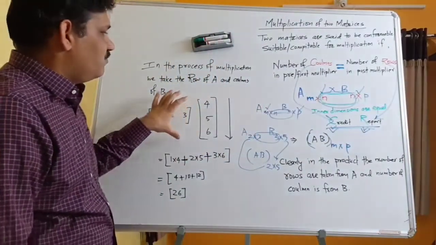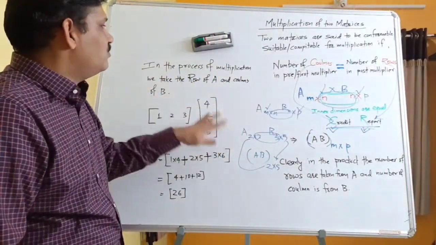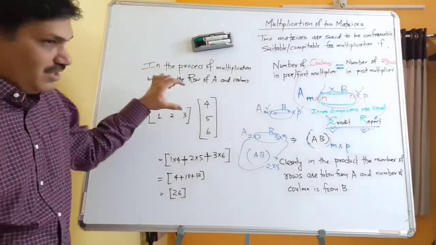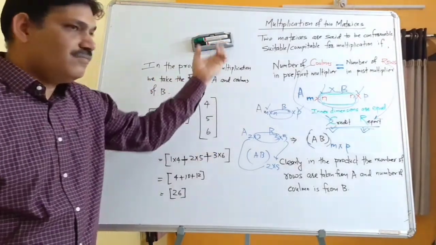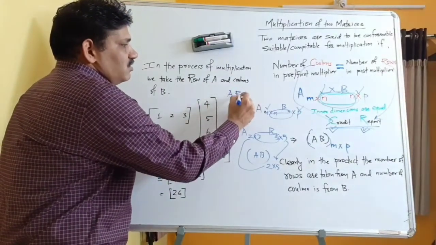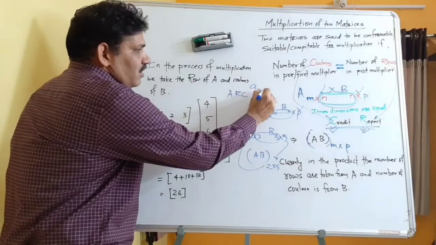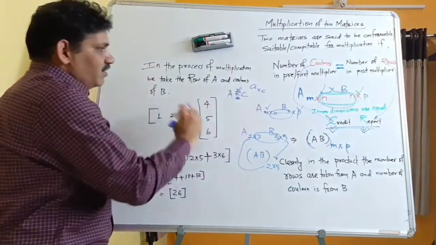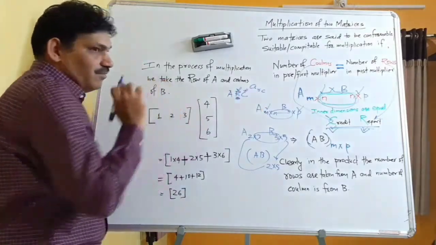Let's try to find the product. In the process of multiplication, we take a row from A and a column from B. You remember A, R, C. When we write A, row index, then column index. From the first we take row and from the second we take column.